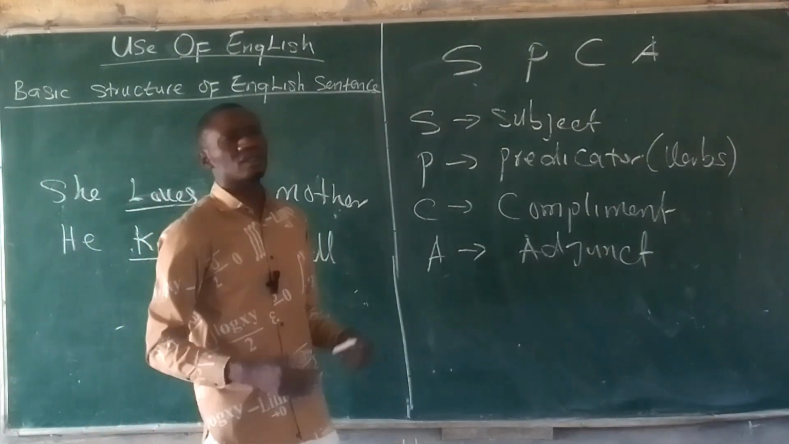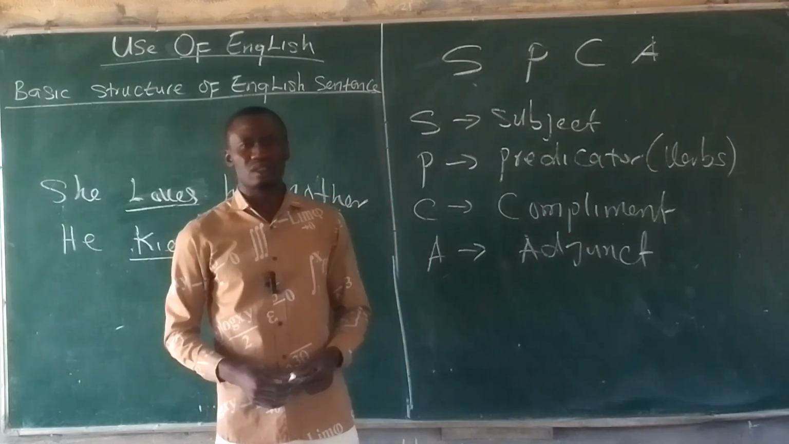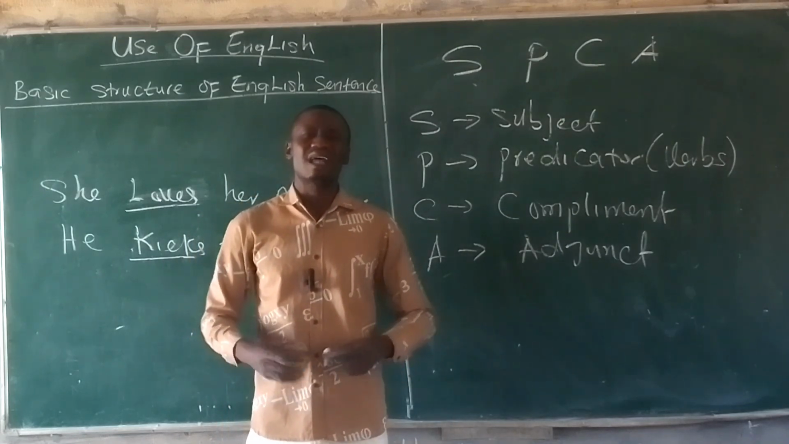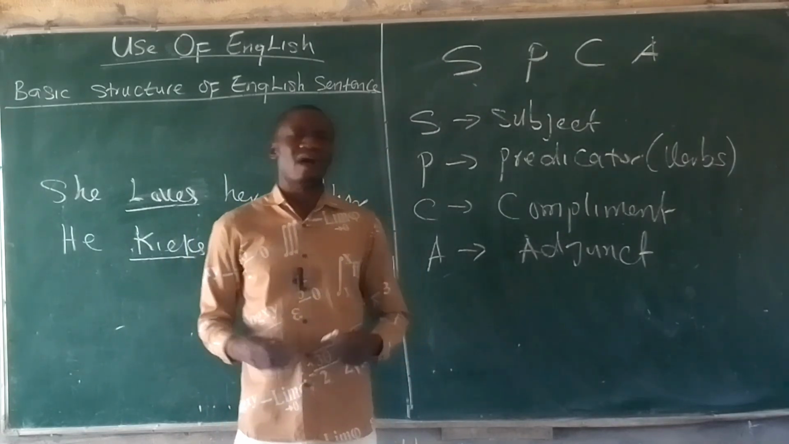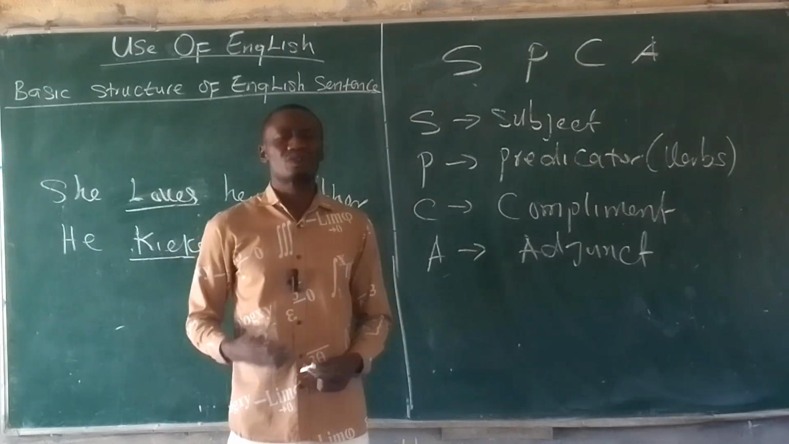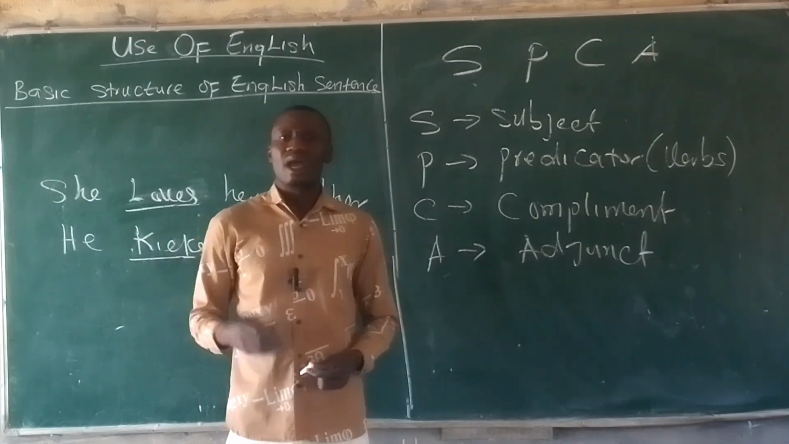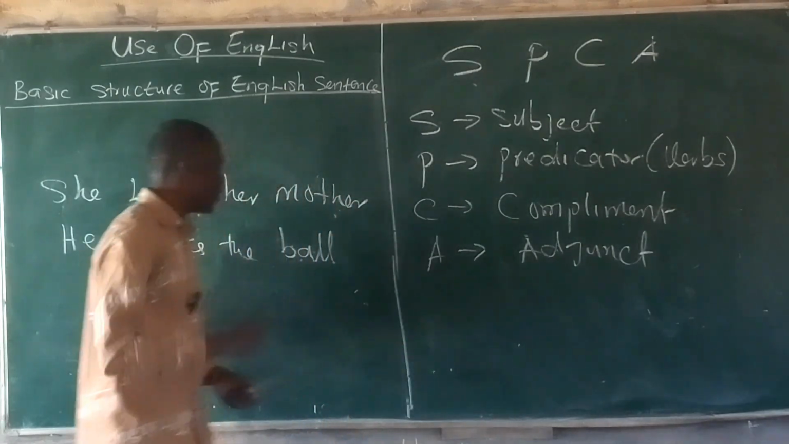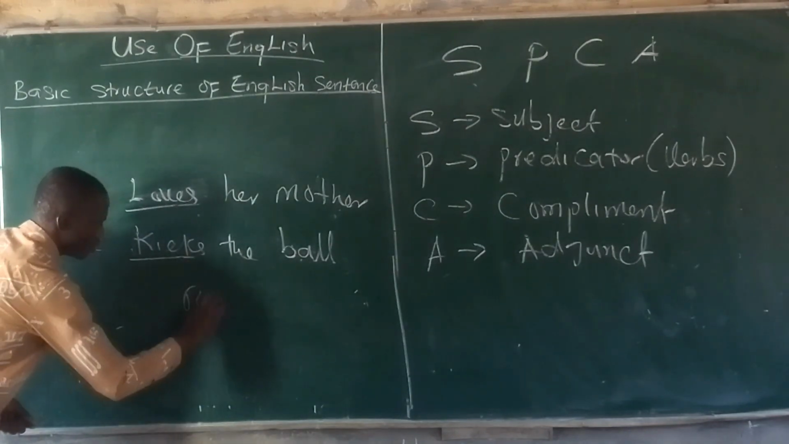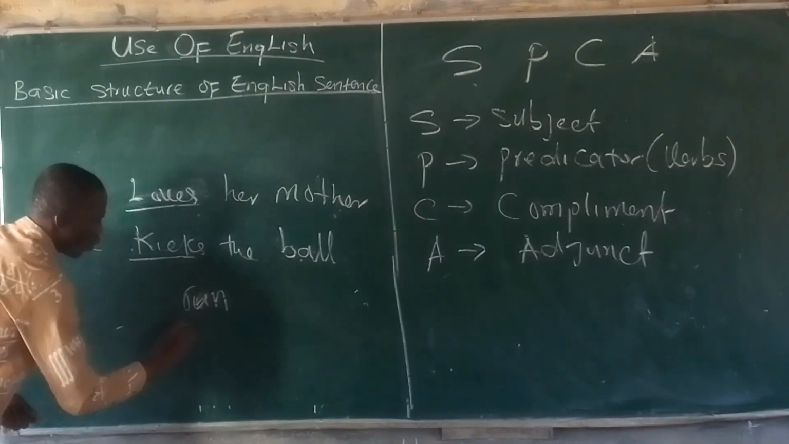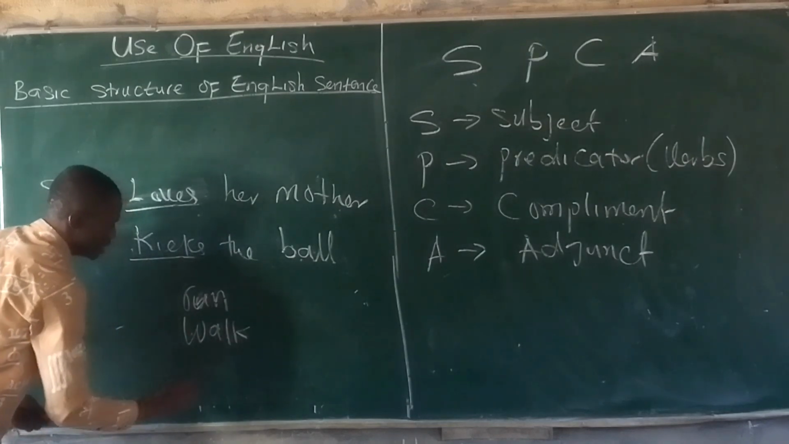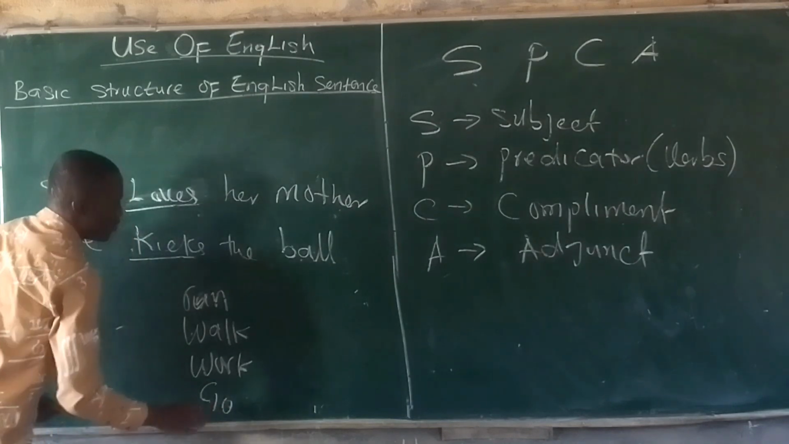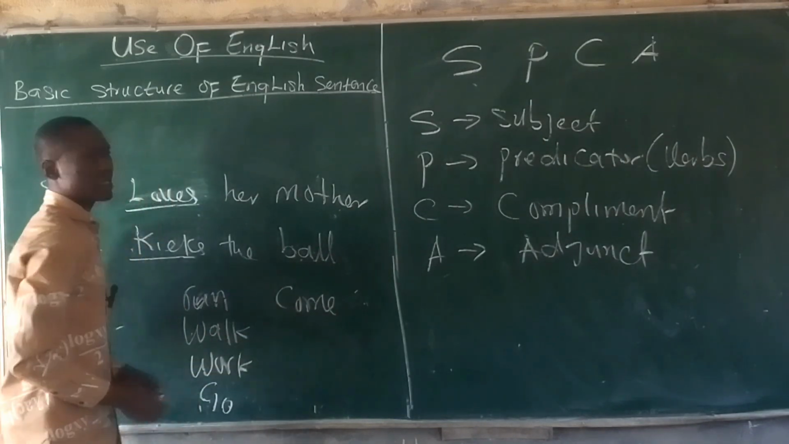Now, if you want to construct a one-word sentence in English, the simplest sentence in English language is an imperative. An imperative sentence that shows, number one, instruction. It gives a command or it gives an invitation. Look at this imperative. Run. That's an imperative. Walk. That's an imperative. Go. That's an imperative. Come. That is an imperative.